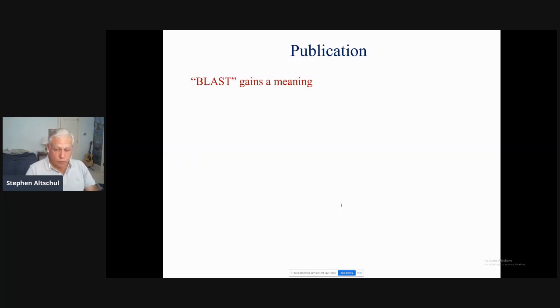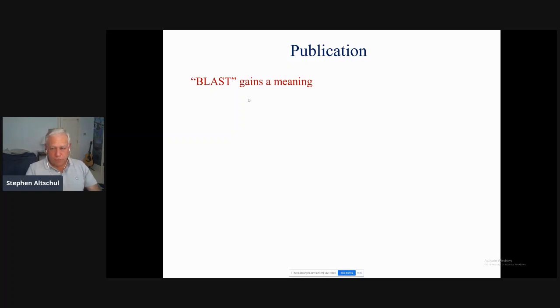We had been calling this program BLAST for a while because it rhymed with the fast from FASTA, and it sounded like it was a lot faster, which it was. But I woke up one morning and realized that BLAST was actually an acronym for Basic Local Alignment Search Tool. So the word now had a meaning.